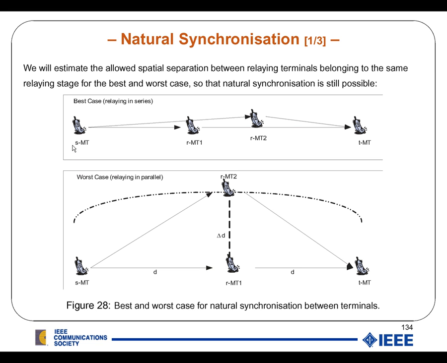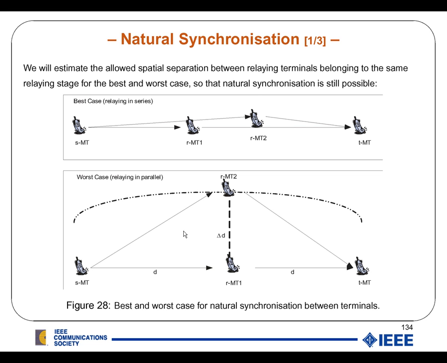For the natural synchronization, assume we have a source terminal communicating with the target mobile terminal, and it would use 2 relay mobile terminals. Now the best case that can happen is that these relay mobile terminals are on the line between these 2 terminals, and therefore no matter where you place them, the time the signal takes to travel from here to here will be the same as from here to the second relay mobile terminal and to here, given that the processing time in each of the terminals is more or less the same. The worst case which can happen is if you have that one here on the shooting line and another terminal being displaced by a distance delta d.